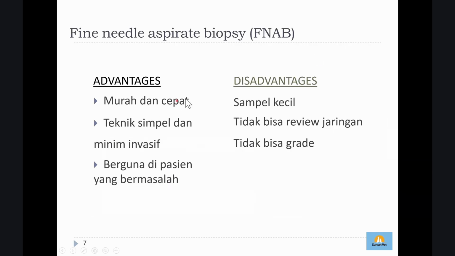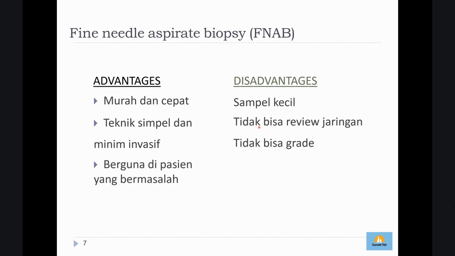The advantages: it's cheap, fast, simple, non-invasive, and you can get some answer. Okay, what's going on? Is it inflammation? Is it cancer? And then the disadvantages: the sample is too tiny. You cannot review what's going on there. Okay, let's say this is cancer.